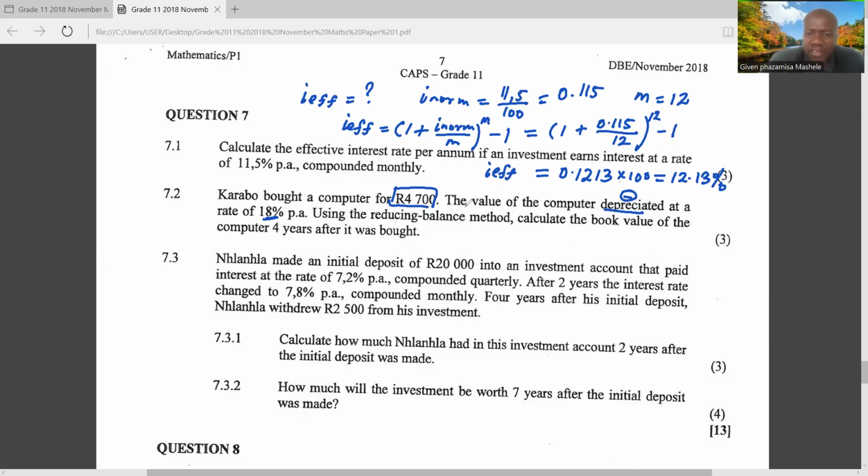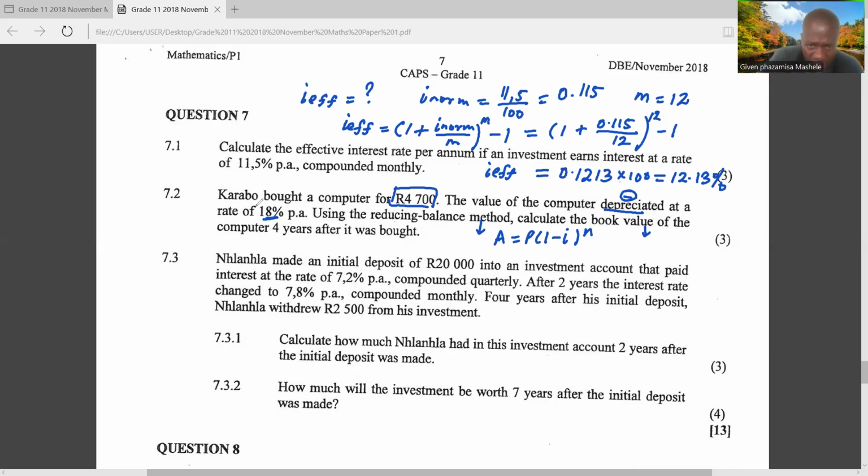The reducing balance method is this formula, a compounding formula: A equals P into (1 minus i) to the power of n. This is called a reducing balance formula or a diminishing balance. Then it says calculate the book value of the computer 4 years after it was bought. The book value is the value after depreciation of an asset.